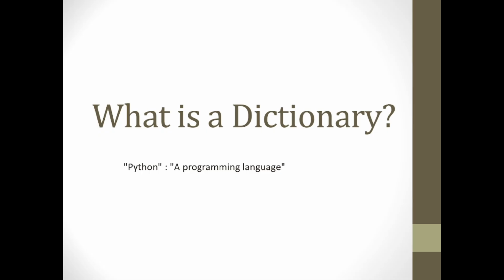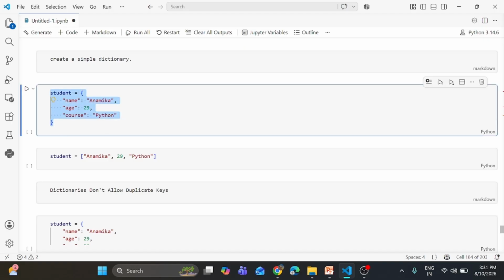Let's create a simple dictionary. So here I already wrote that, create a dictionary. Take a variable named student and store the key value pairs in curly brackets. Let's understand line by line. Student. Here we are creating a variable called student. Then we use curly brackets. Curly brackets are used to create a dictionary. Inside the dictionary, we have name and Anamika. Name is the key. Anamika is its value. Then age 29. Here age is the key and 29 is the value. And finally course, Python. So our dictionary contains three pieces of information about the student.